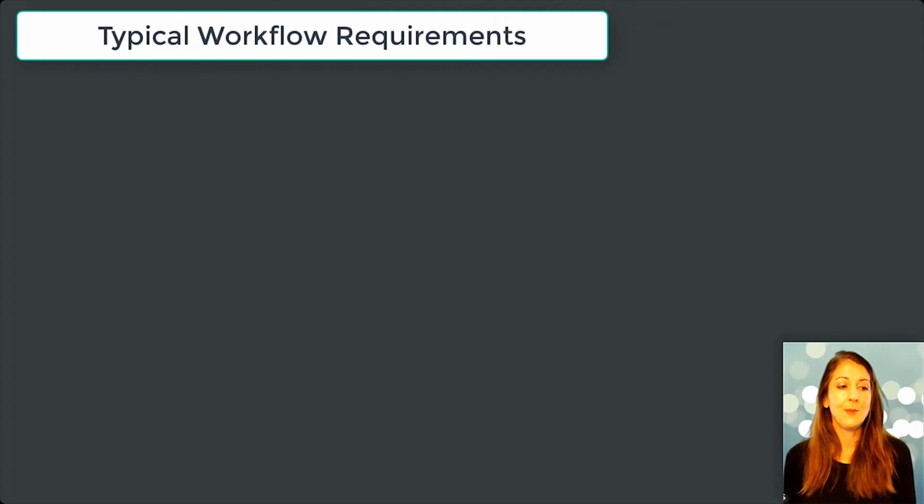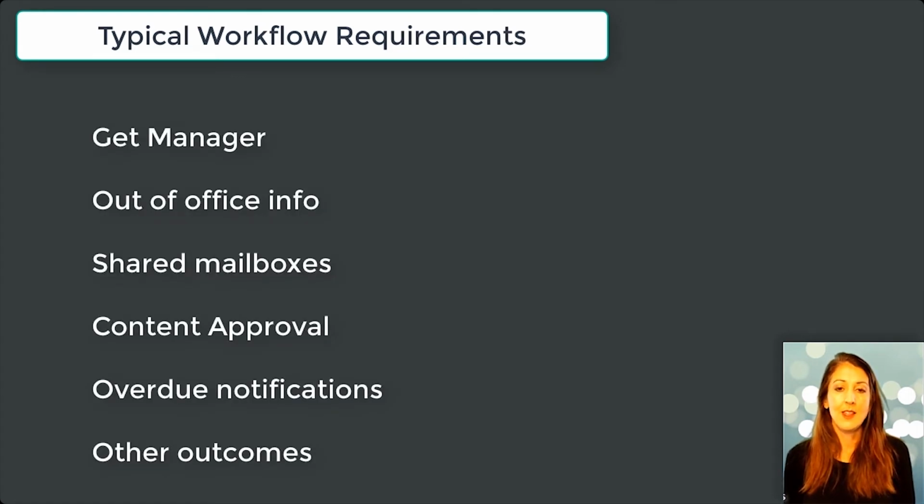All right, so let's talk about some common typical workflow requirements that you're going to want to use flow for that request sign-off is not going to accommodate. The first one is automatically getting the manager of someone. Knowing when someone's out of office when we send them an email or send them an approval flow. We can work with shared mailboxes, which means that we can have a specific mailbox that can send and receive flow automated emails. We can tie into content approval. Flow can also accommodate overdue notifications. And of course, any outcomes other than approve or reject, because that approval action right now only has approve and reject as your outcomes.